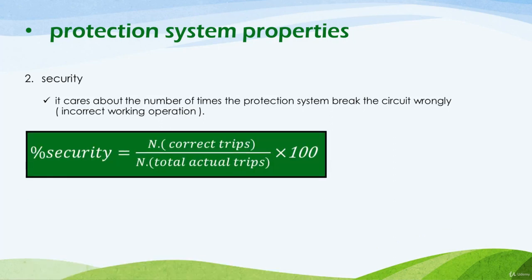And the security equation equals the number of correct trips, which is the true faults in the circuit, over the total number of trips, including the correct and the incorrect trips.